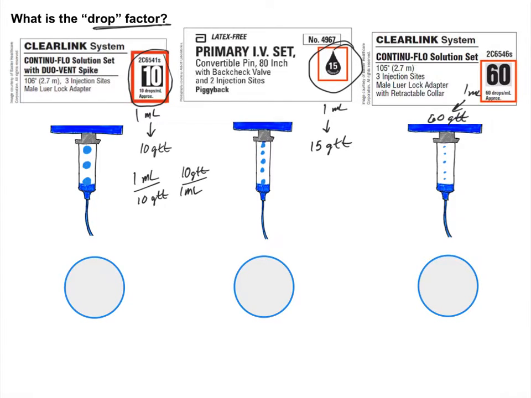And hopefully what these pictures below are illustrating is that if we have a drop factor of 10 versus 15 or 60, 10 drops are making up 1 milliliter. Those are pretty big drops, comparatively speaking. So down below, if we were to think about each one of these circles as 1 milliliter, every single one of these milliliters in the bag will be broken into drops. With a drop factor of 10 drops per milliliter, that means this single milliliter will be broken into 10 drops.